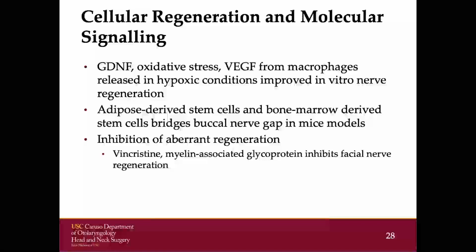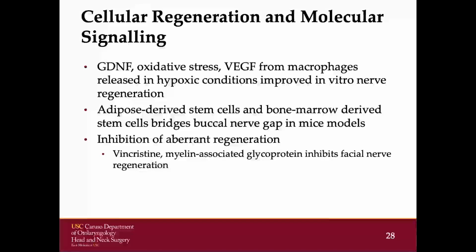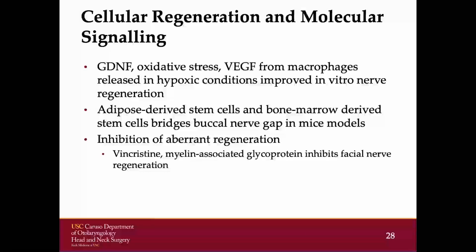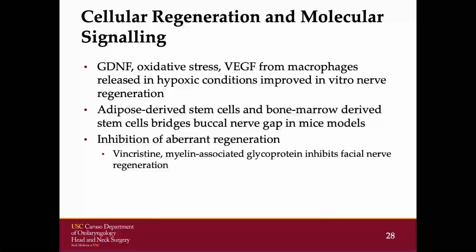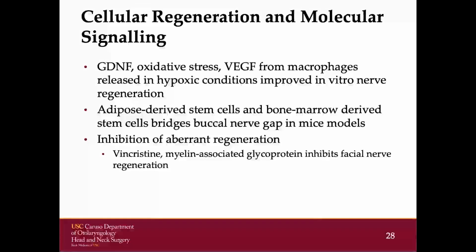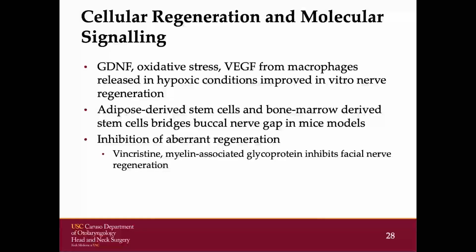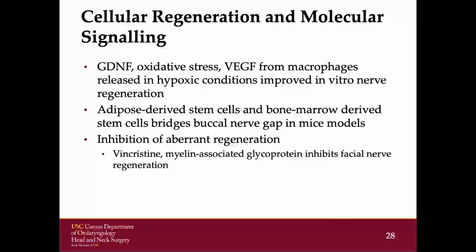The other findings are basically leveraging cellular regeneration and molecular signaling, and our understanding of those, in our favor for nerve regeneration. So GDNF, which is glial cell line-derived neurotrophic factor, in combination with VEGF from macrophages, released in certain conditions, improved in vitro nerve regeneration. And then in other studies, stem cells from fat and bone marrow-derived stem cells were able to bridge a buccal nerve gap in animal models.